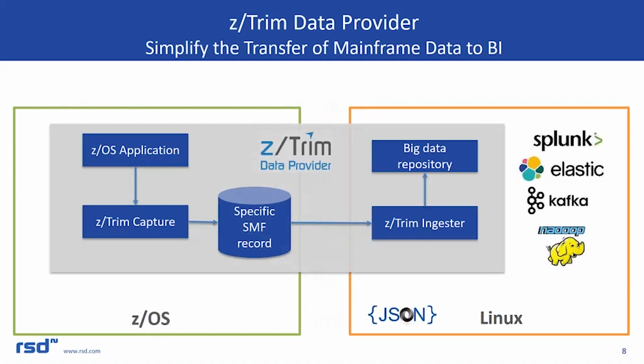This overview of the zTrim Data Provider solution illustrates the ease of implementation. As mentioned earlier, the mainframe application processes transactions and generates a specifically defined SMF record using zTrim Capture, RSD's process. The SMF records file is transferred to the zTrim ingester running on Linux, which extracts the data and generates a JSON file ready for use by the BI application.